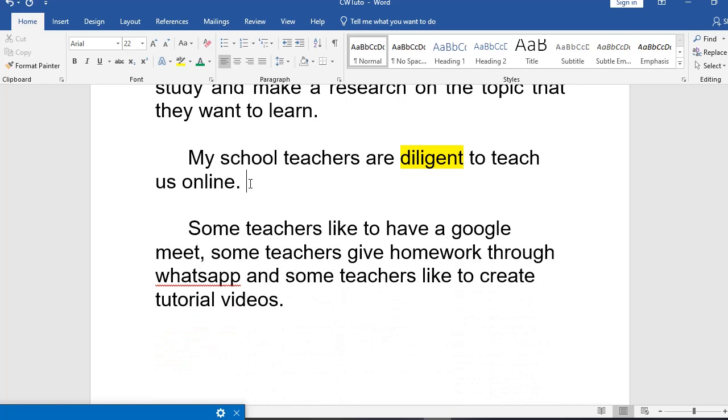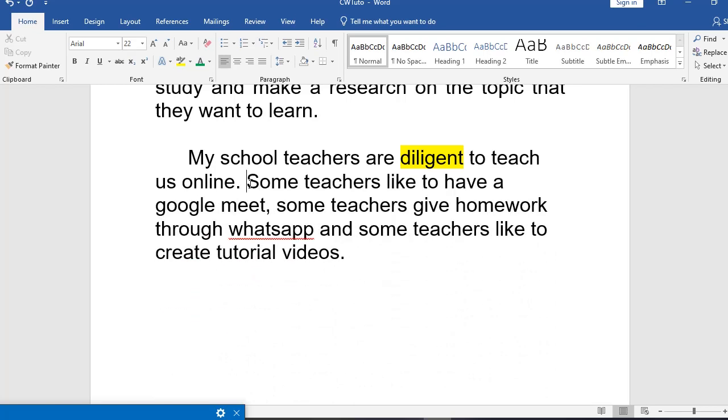Okay, some teachers like to have a Google Meet. Some teachers give homework through WhatsApp. And some teachers like to create tutorial videos. Okay, so those are the examples that you can find in the Sepermai school teachers. They won't leave you alone. They will give you whatever homework, whatever knowledge, whatever information through WhatsApp, Google Meet, and like myself, I like to create tutorial videos.